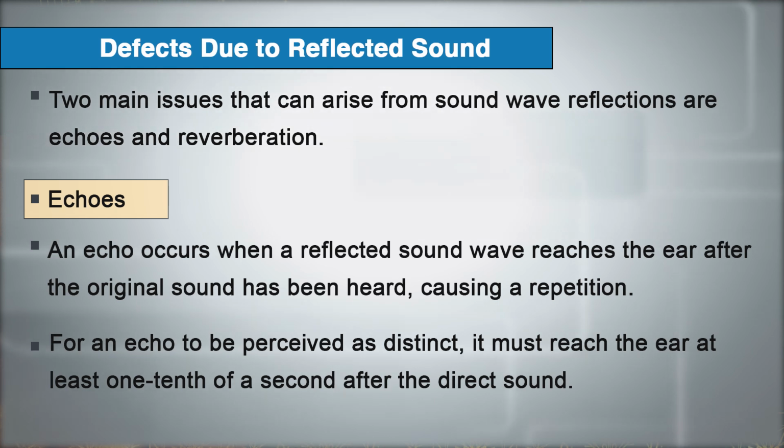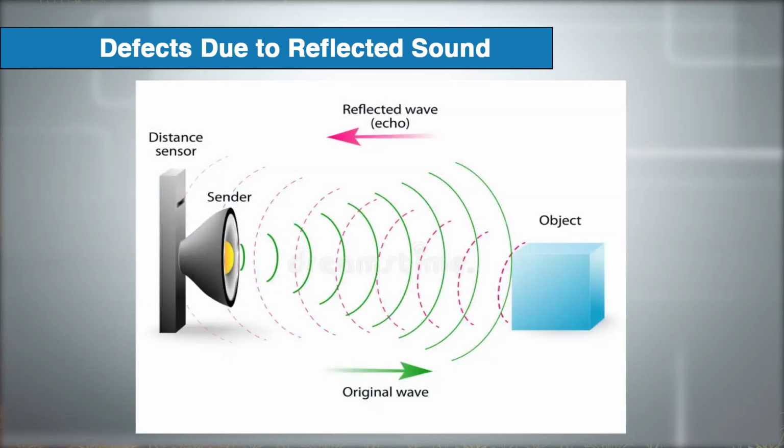Since the speed of sound is 340 meters per second, this means the sound must travel at least 34 meters, making the reflecting surface's minimum distance from the source 17 meters. If the distance is less, the sound appears prolonged.